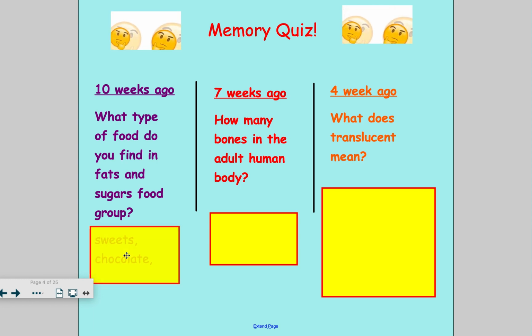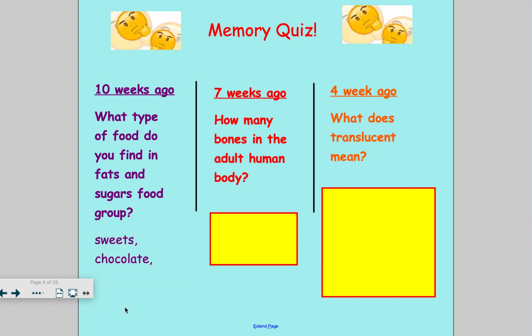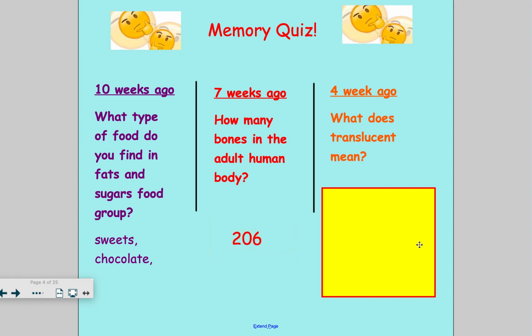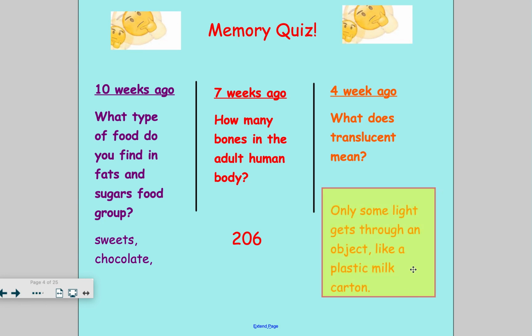Okay, right. The answer. You could have had lots of things here, but sweets, chocolate, oil, fried foods, that sort of thing. Okay, so that's some of the foods you'd find in that food group. There's quite a few that you could have put there, but they're the most obvious. Okay, how many bones in the adult human body? 206.